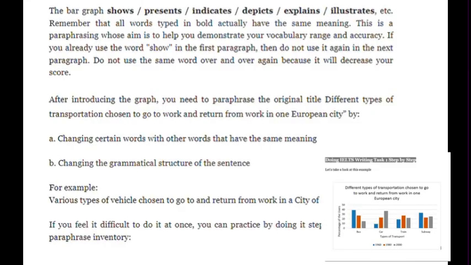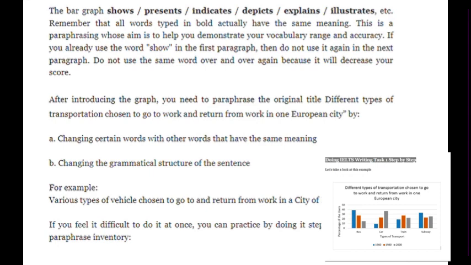Let's get started with how you are going to write your response for the graph. You need to write: the bar graph shows, or else it presents, it indicates, it depicts, it explains, it illustrates. Remember that all these words have the same meaning. This is paraphrasing, whose aim is to help you demonstrate your vocabulary range and accuracy. If you already use the word show in the first paragraph, then do not use it again in the next paragraph. Do not use the same word over and over again because it will decrease your score.